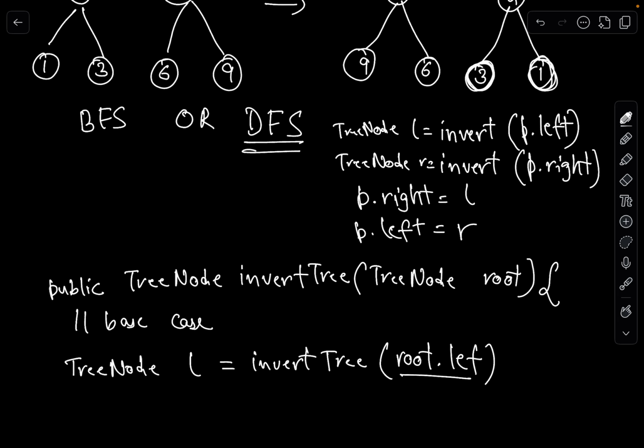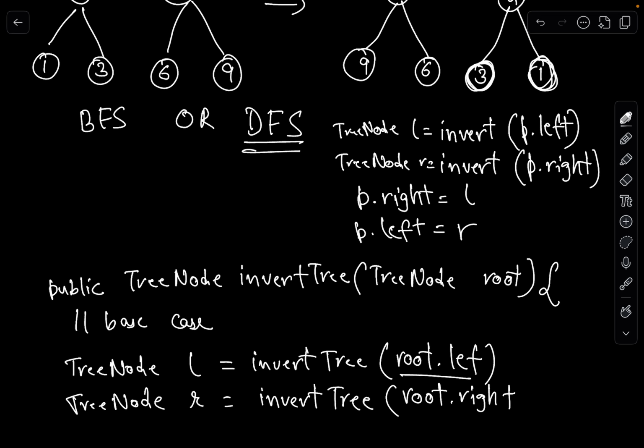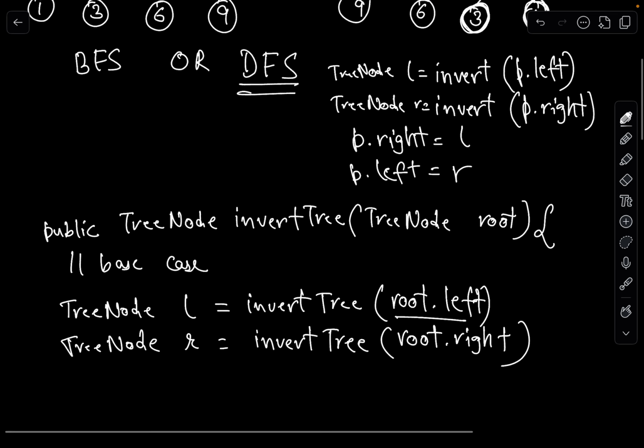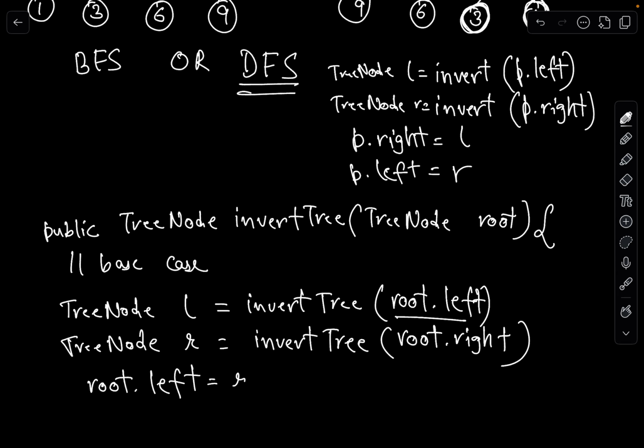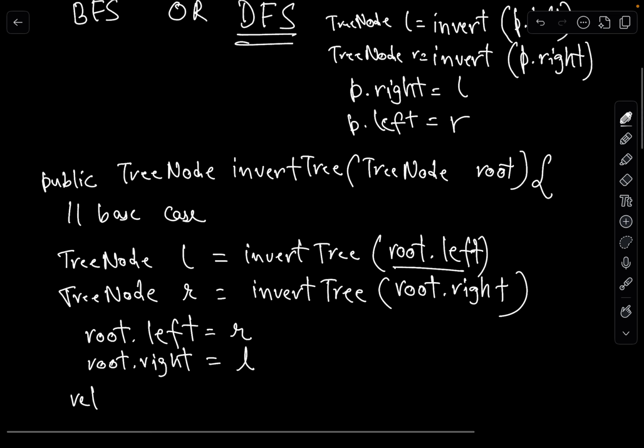And give me the reference. Similarly, I'll say invertTree, please invert the tree on the right subtree of my current node and give me the reference. Once I have the references, all I need to do is make root.left become R and root.right become L. And in the end, I have to return this root.